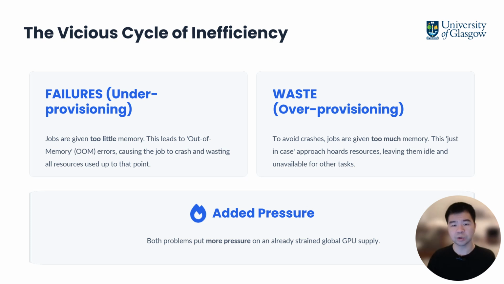At the same time, we are also facing two additional issues in clusters, which add more pressure on already stretched global GPU resources. On one hand, we have failures from under-provisioning. This is when we don't correctly estimate and fail to give a job enough memory. The job simply crashes and all time and resources used up to that point are completely wasted. On the other hand, to avoid those crashes, we take a simple just-in-case approach and give a job far more memory than it needs. This holds the memory, leaving it idle and unavailable for other tasks.